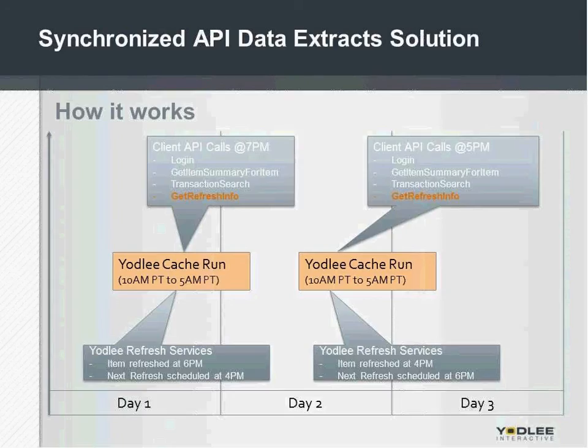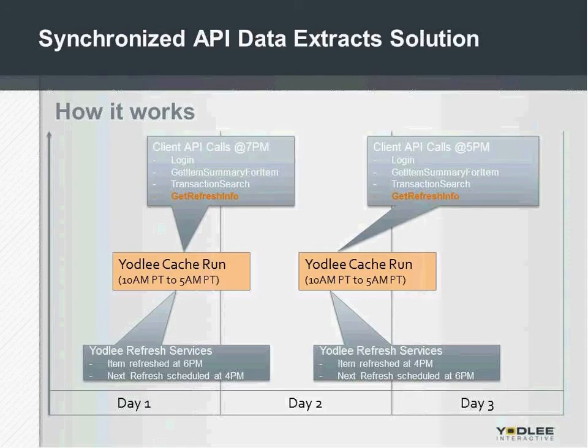Now, the new method that we're working with our customers on, synchronized data extracts, involves using a client flow. So put your eyes on the upper half of the slide where it says client API calls. The flow here is you log in, you call get item summary for item, you call transaction search, so you're grabbing your account data and your transaction data, and then making a subsequent call called get refresh info.